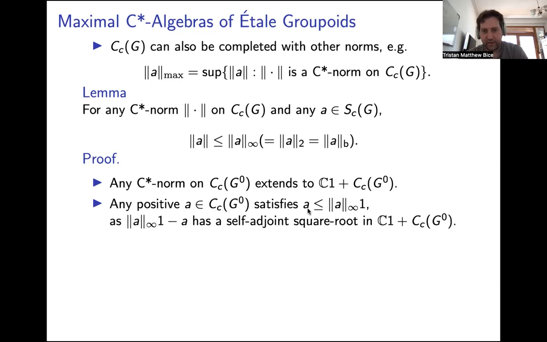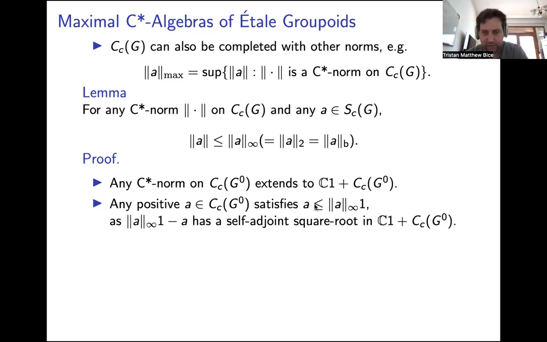Notice that A has to be below a scalar multiple of 1, where the scalar is just the infinity norm of A. It's below pointwise, but it's also below in the usual ordering on positive or self-adjoint elements in a C-star algebra, or in this case just a star algebra. We can still say that if I look at the difference, this is positive, in the sense that it has a self-adjoint square root. It's of the form B star B for some B, in particular B squared for some self-adjoint B.